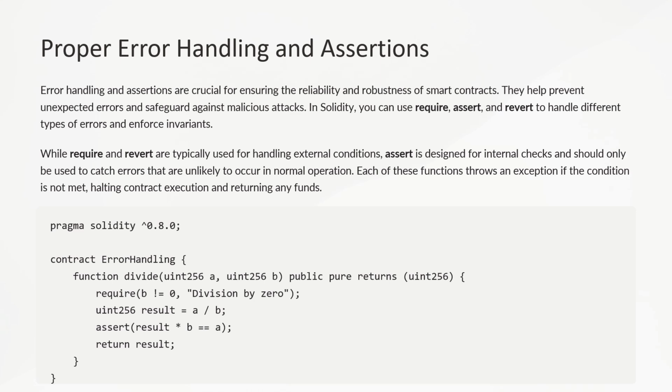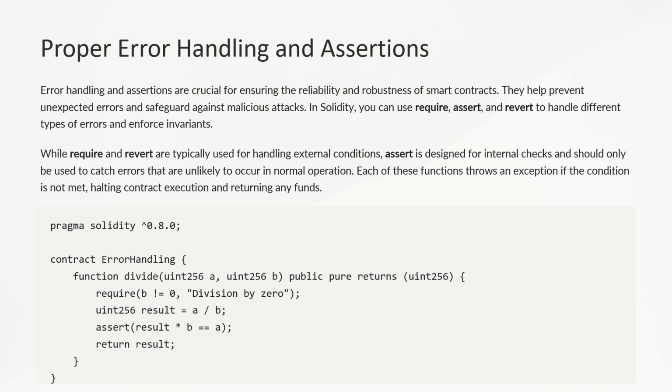The key aspects are: before performing the division, the function checks that the divisor b is not 0 using require. This prevents division by 0, which would cause a runtime error. The division a by b is performed and stored in the value result.